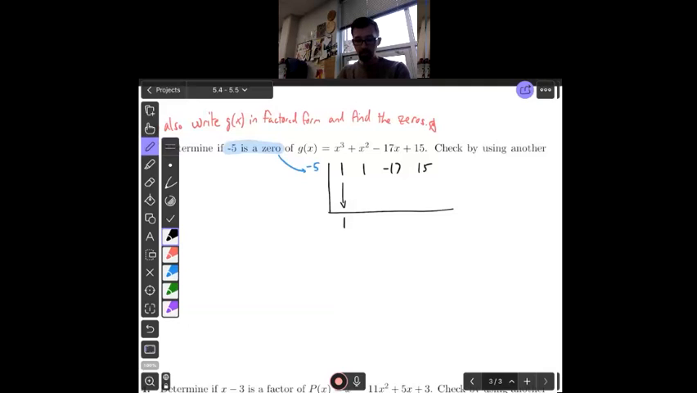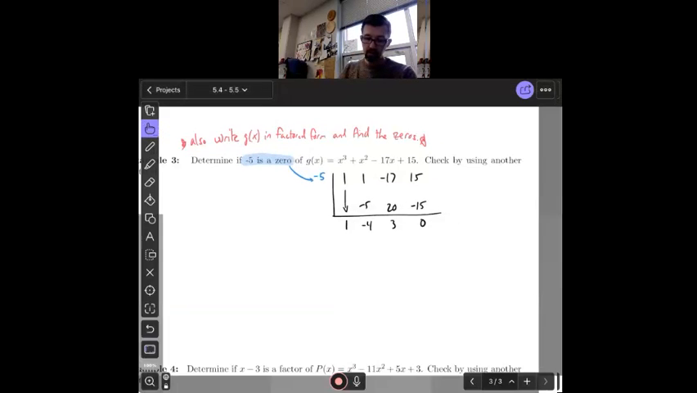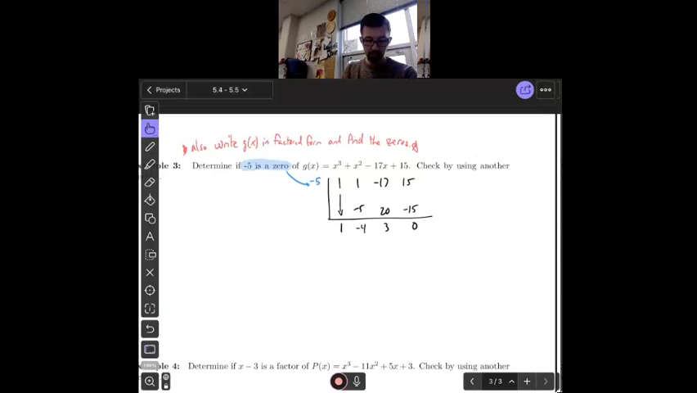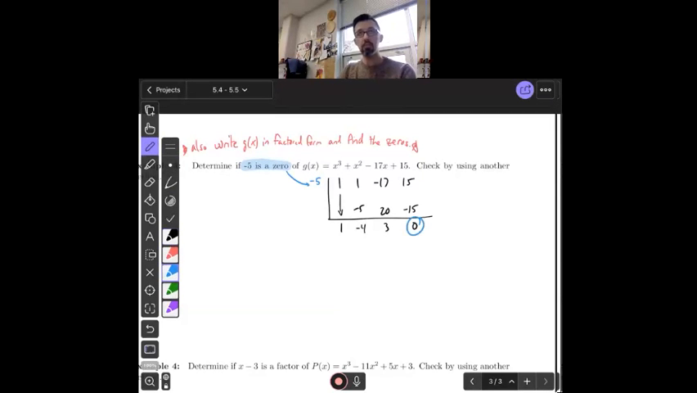Let's run that through real quick. We got negative 5, adds to be negative 4, multiplies to be 20, adds to be 3, multiplies to be negative 15, adds to be 0. So they wanted us to check to see if it was a 0. Well, it gave us 0, so that means it is a 0. So negative 5 is a 0 of g of x. Okay.